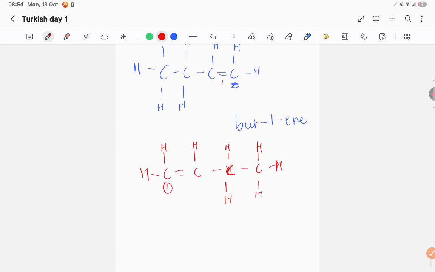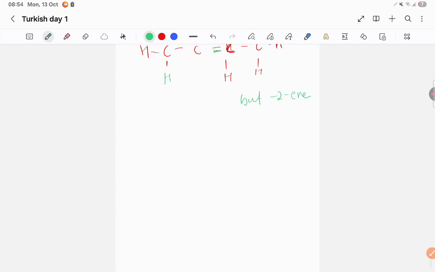This is still but-1-ene. So if I wanted to make a different isomer, where I need to put the double bond is maybe somewhere here, then turn that into an H. And then this is now but-2-ene. All right, I hope that makes sense.